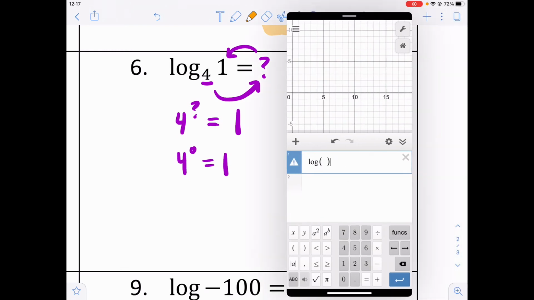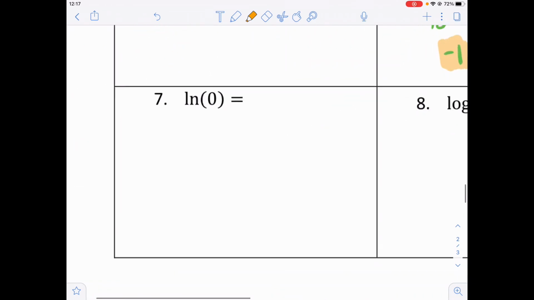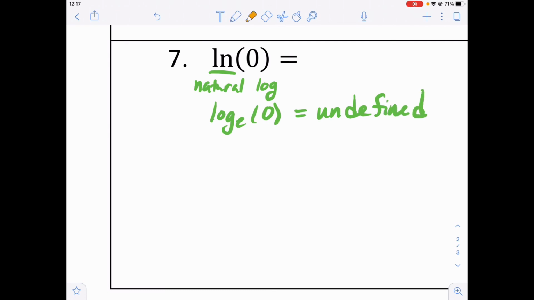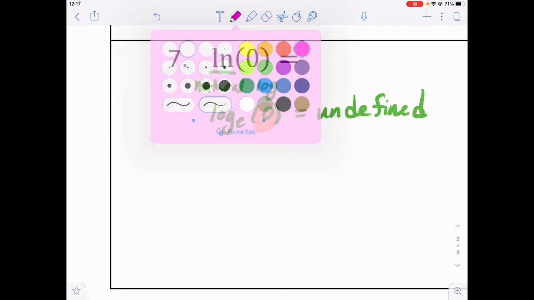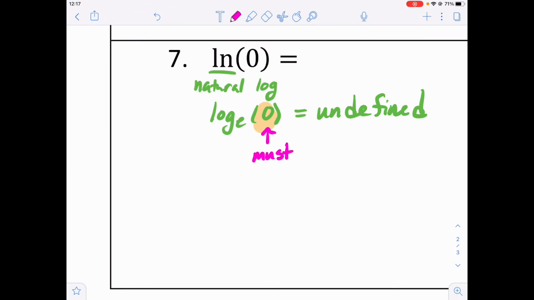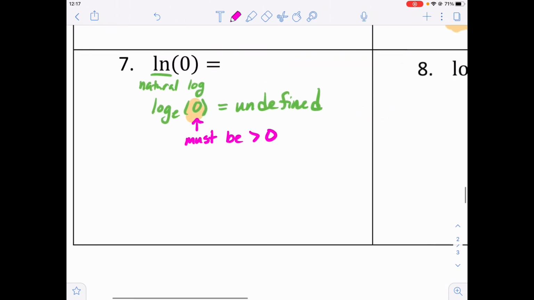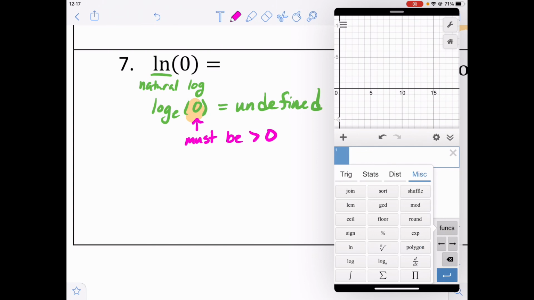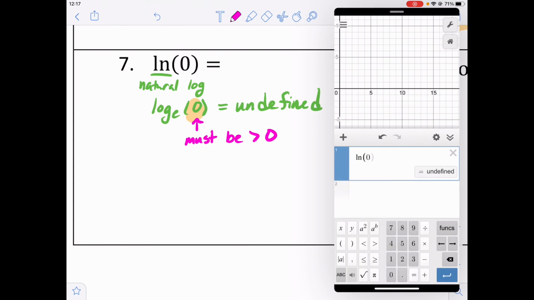All right, 3 more. Natural log of 0. Natural log. That's log base e of 0. Undefined. This has to be greater than 0. Doesn't matter what the base is. Cannot be equal to 0. It's undefined. We can check that on our calculator. Go to functions. There's a natural log button. It's above log. And if we put in 0, undefined.